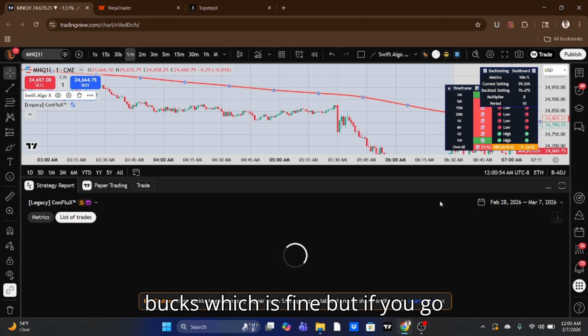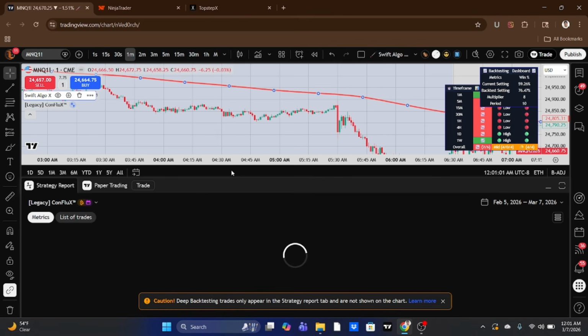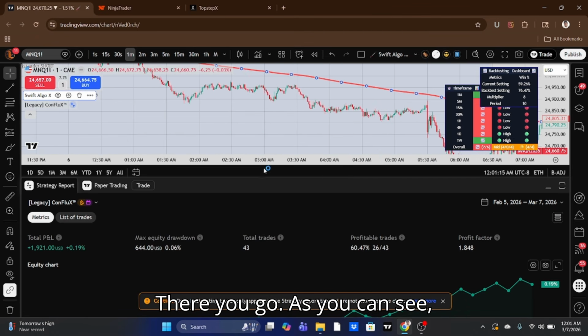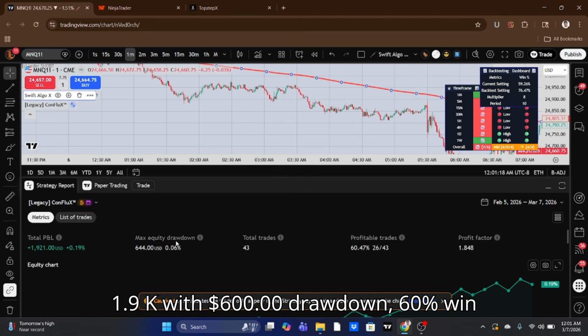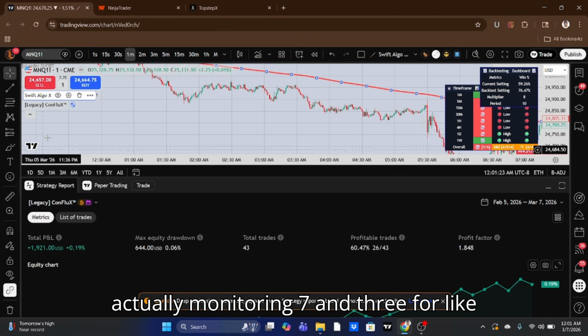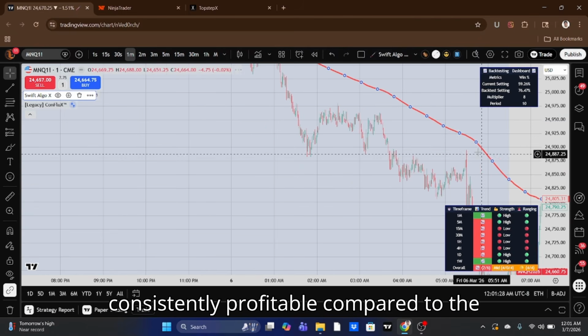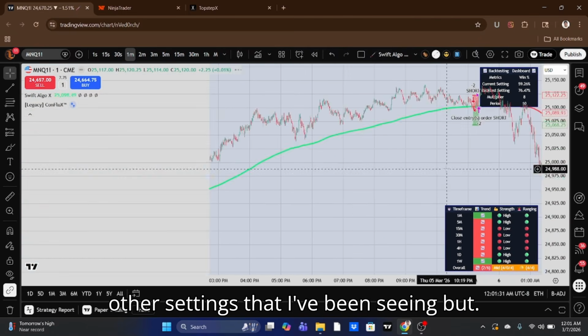But if you go back like the last 30 days, for example, I'll give it a few seconds to load. It takes a while for it to load. There we go. As you can see, 1.9K with $600 drawdown, 60% win rate, 1.8 profit factor. I've been monitoring 7 and 3 for like a month, and it's been consistently profitable compared to the other settings that I've been seeing.